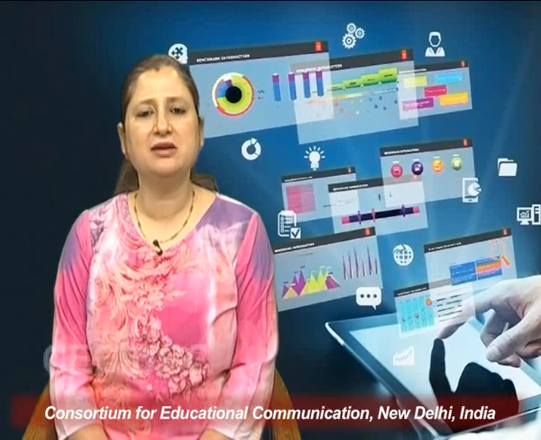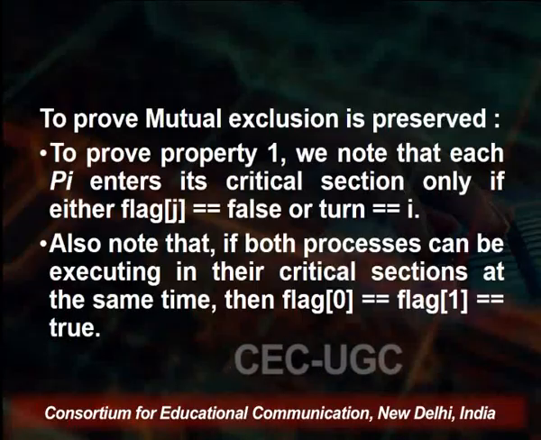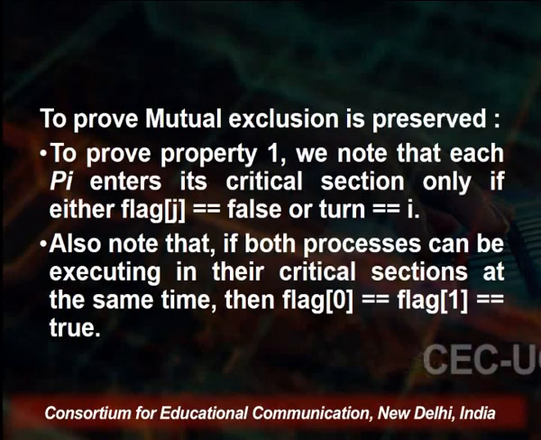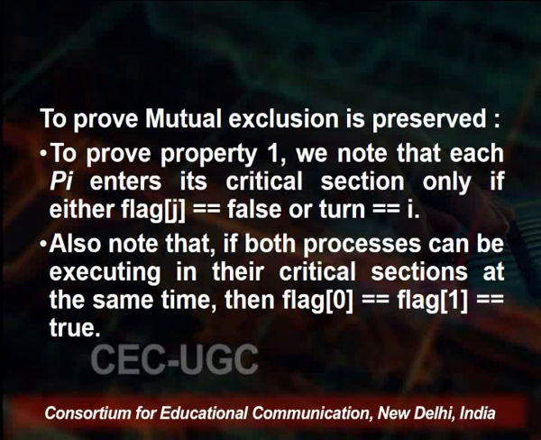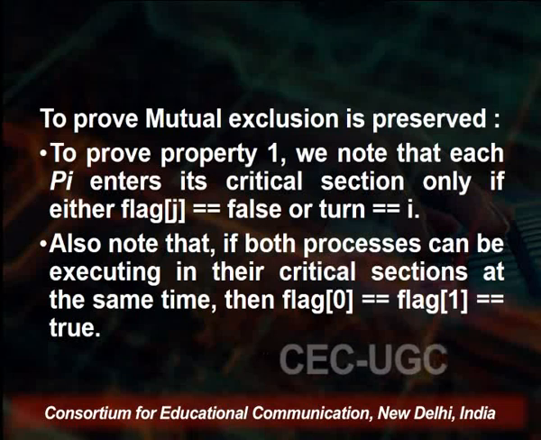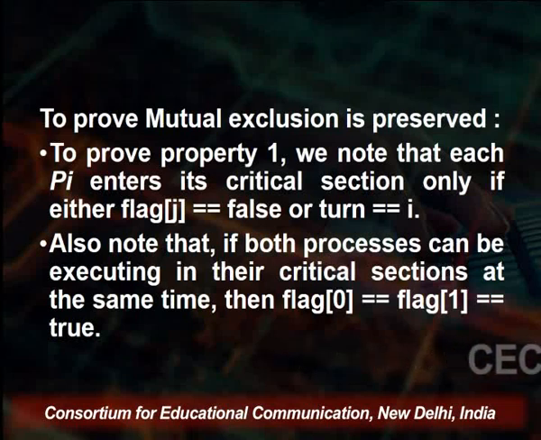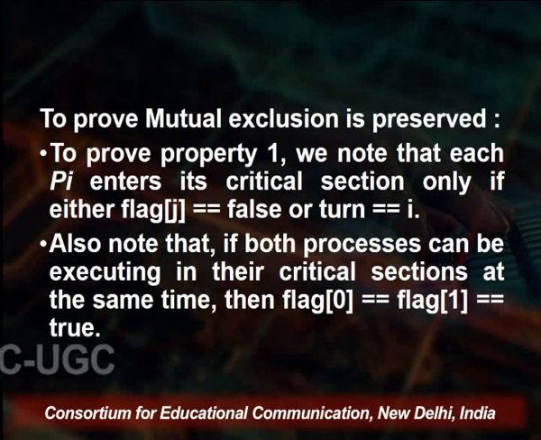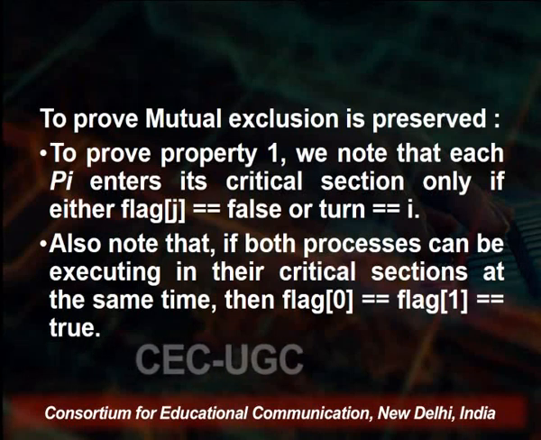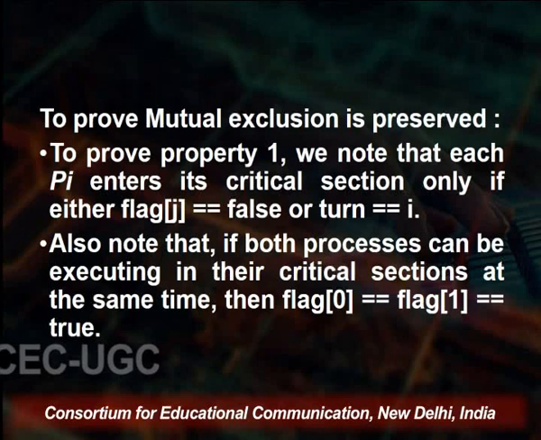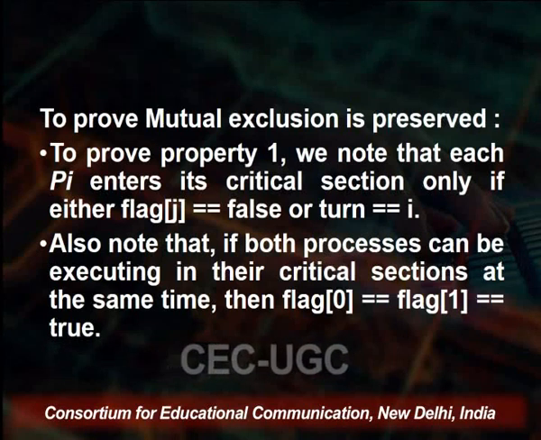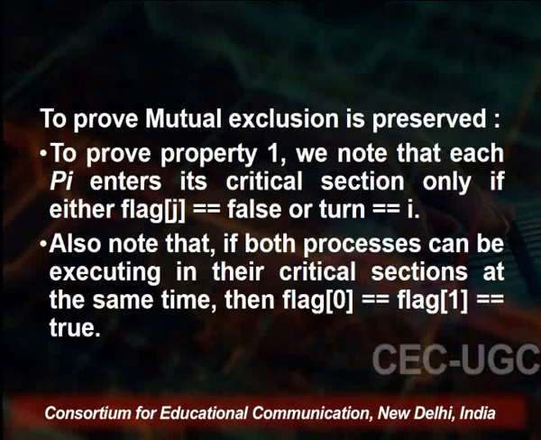First, we have to see whether mutual exclusion is preserved. Mutual exclusion means that if one process is entering its critical section, then no other process can be allowed to enter the critical section. To prove this property, we note that the process Pi will enter its critical section only when the conditions are false, that is, when flag of j is false or turn is equal to i. Either of the conditions has to be false, because we have seen that in the while loop.